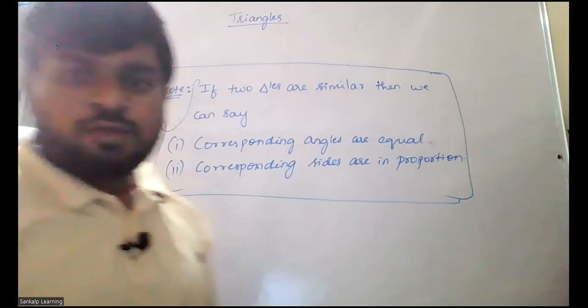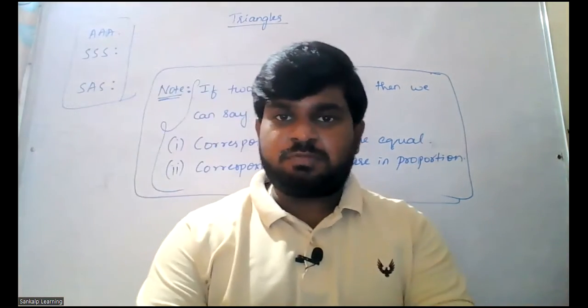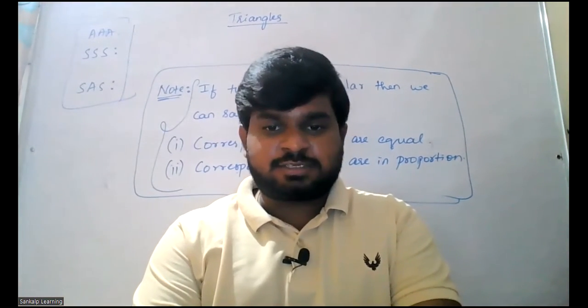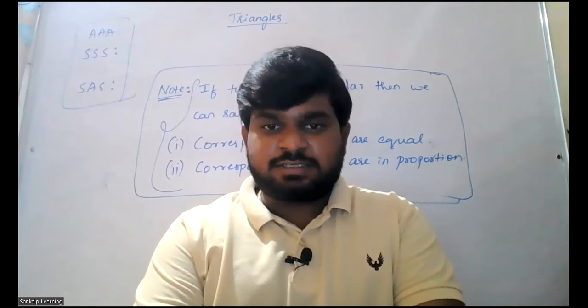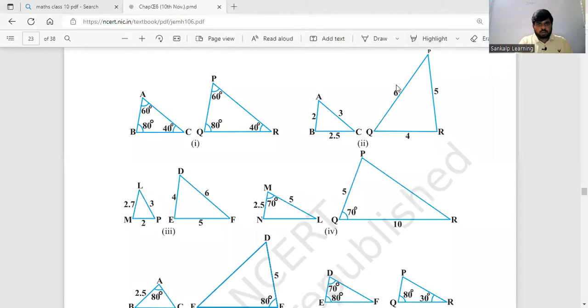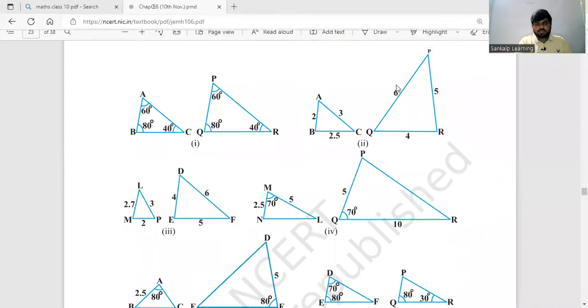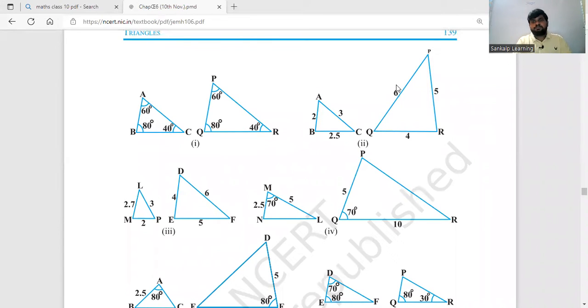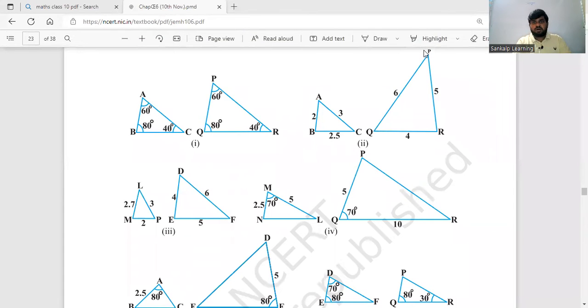Now we'll start with the exercise problems of triangles, that is similarity of triangles. In the third exercise of the triangles chapter, the first question, they have given us triangles. In each case, we have to find whether the triangles are similar or not. If similar, we have to mention the criteria. Let me do it here itself.